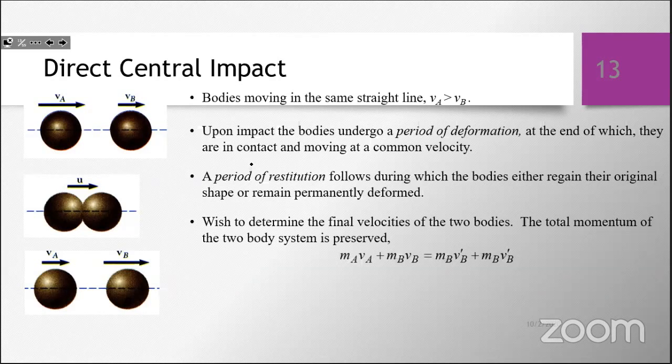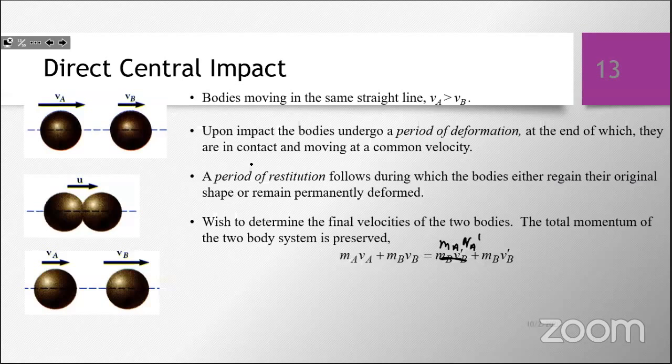We want to determine the velocity of two bodies, so the total momentum of the two-body system is preserved. All right, so notice we're saying here the mass of ball A times the initial velocity of A plus the mass of B times the initial velocity of B is equal to this here, right? That should be VA prime, not VB prime. That's very confusing and incorrect. Let's get rid of that. What is this saying? This is saying the total momentum of our two-particle system at the beginning has to be equal to the total momentum of our two-particle system at the end.